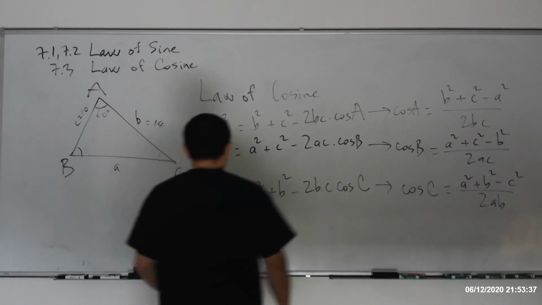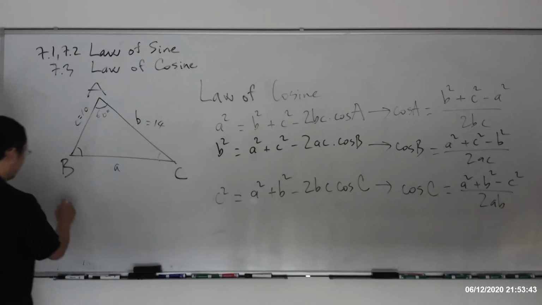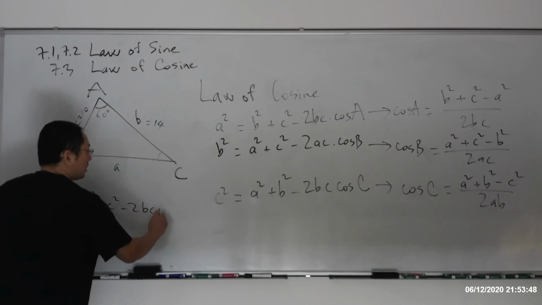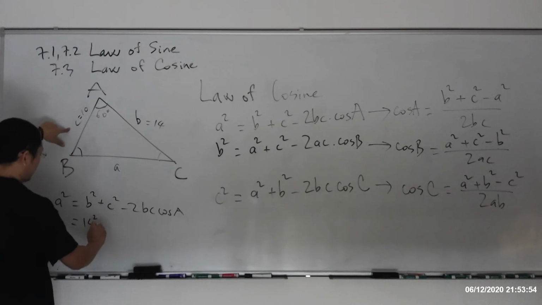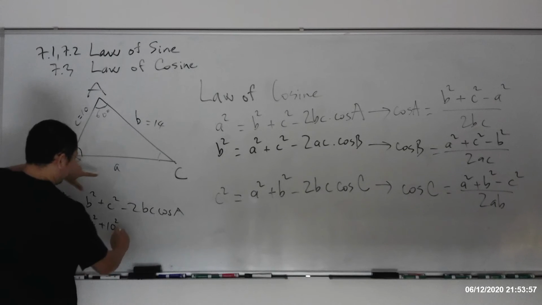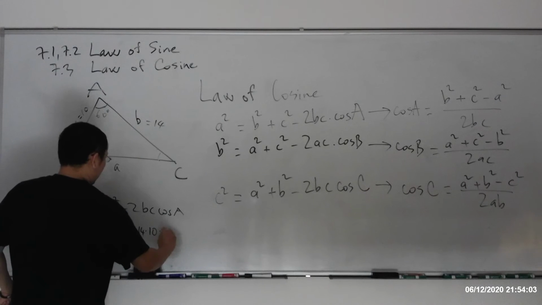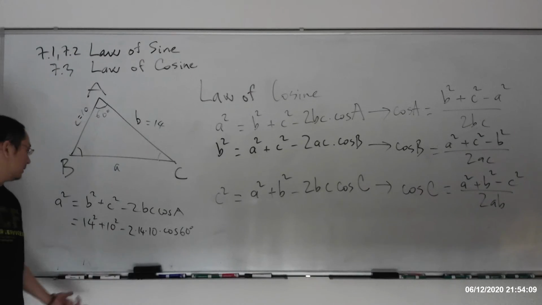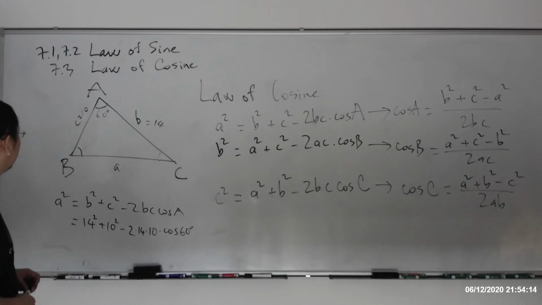Okay. Instead of using the law of sine, now let me use the law of cosine. I got A squared equal to B squared plus C squared minus 2BC cosine A, right? And B here is 14, so 14 squared. C here is 10 squared. And minus 2 times B is 14 and C is 10 and cosine of 60 degrees. Alright, plug in, you have the answer for A squared, and then don't forget take square root, you get the side A. Okay? Now that you know all A, B, C.